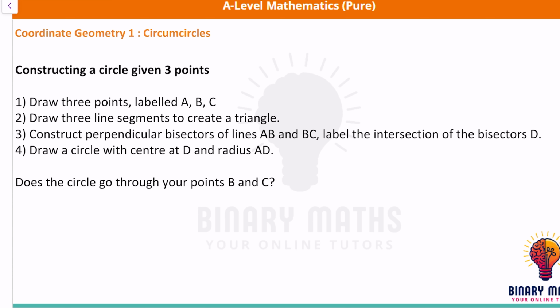And after you've done quite a few examples, you'll see that it always goes through B and C. So given 3 points, you could always find a unique circle going through those 3 points, and this is called the circumcircle of those 3 points. So I will demonstrate this briefly using GeoGebra.